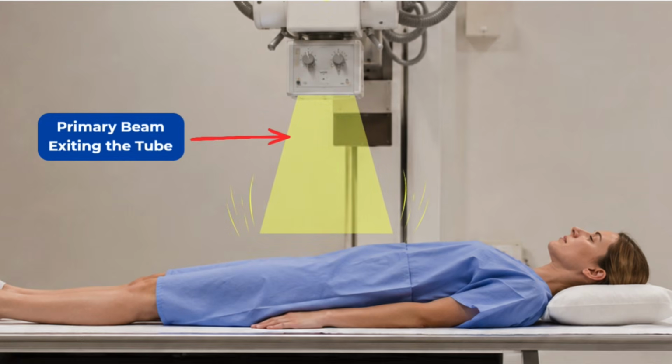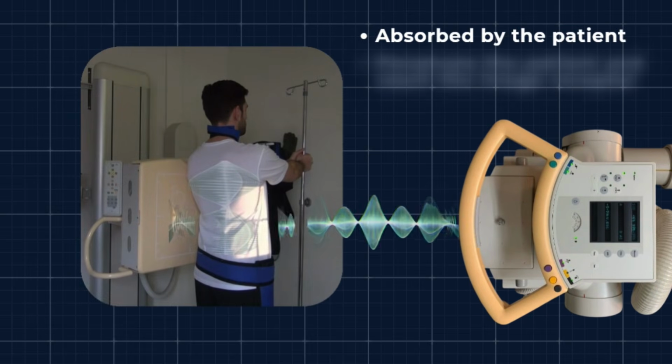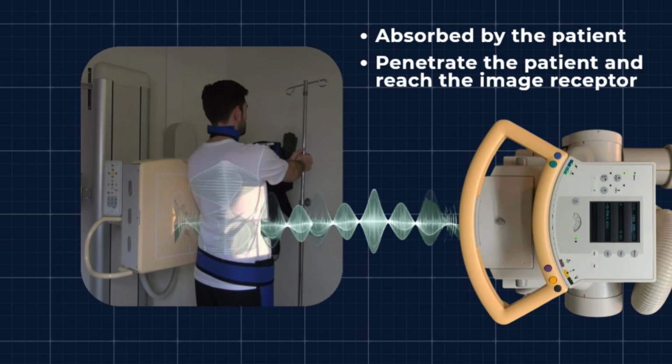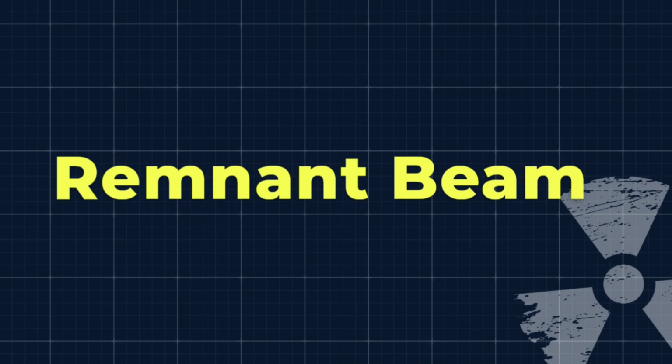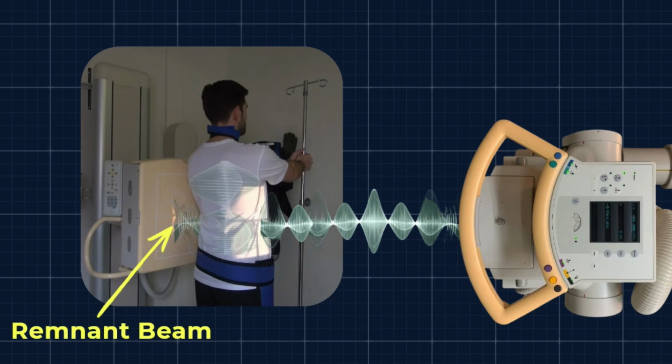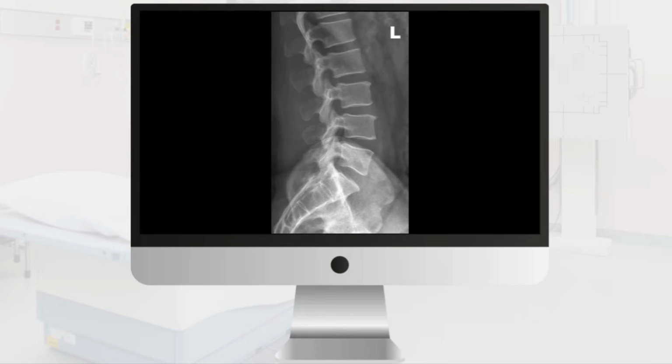This gives us the primary beam, the part that is released from the X-ray tube before it reaches the patient. After the primary beam makes contact with the patient, several things happen. A lot of them get absorbed, some penetrate through, and the portion that exits and reaches the image receptor is the remnant beam, also called exit, transmitted, or signal beam. This beam right here, the remnant beam, is what carries the useful information that forms a great diagnostic image that any tech would be proud of.